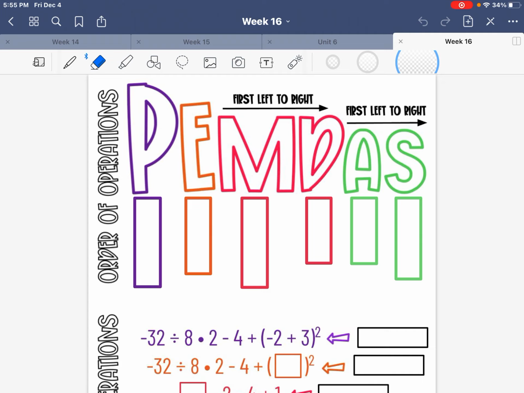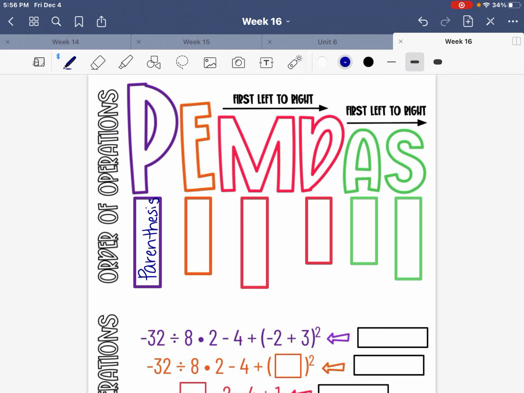So we use PEMDAS, P-E-M-D-A-S, to help us remember which order to do our operations. And as you all remember, the P stands for parentheses. So on your notes paper, I want you to turn it sideways and write parentheses here underneath the P. Oh, I almost ran out of room.